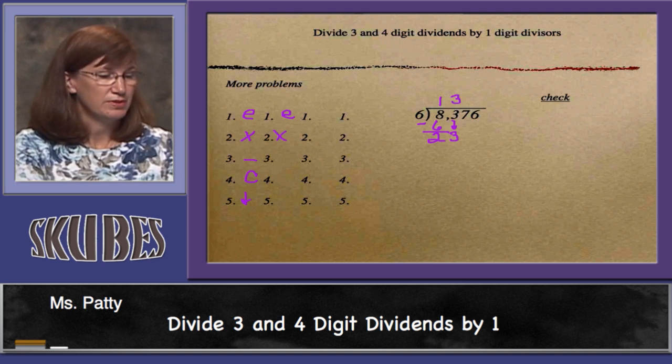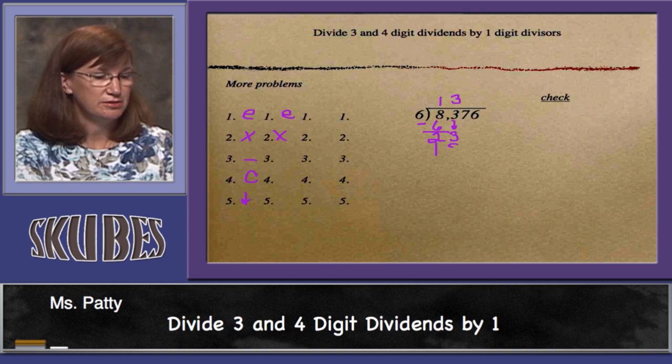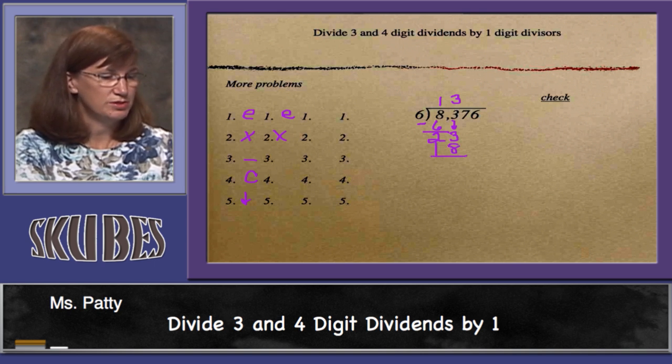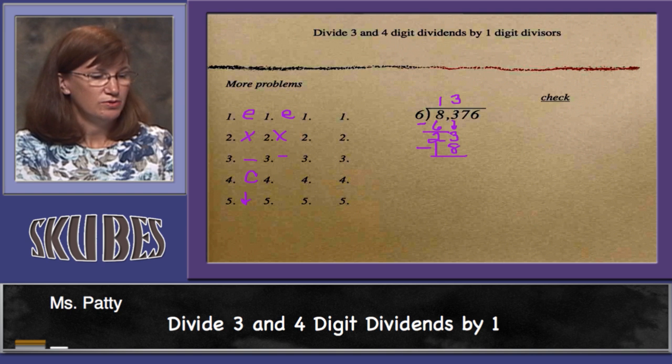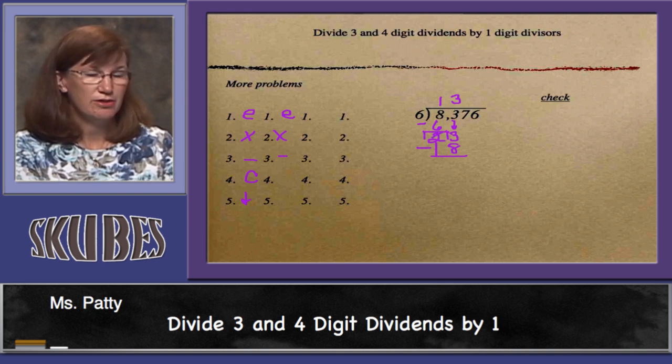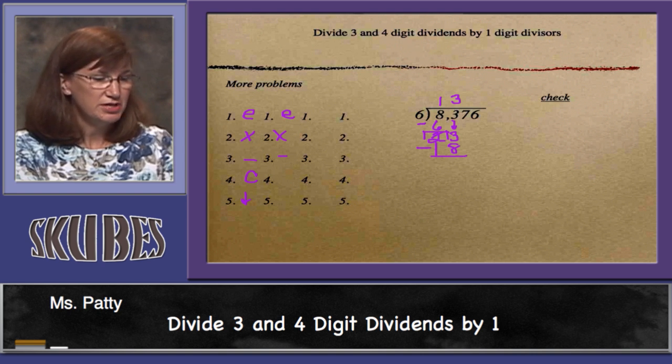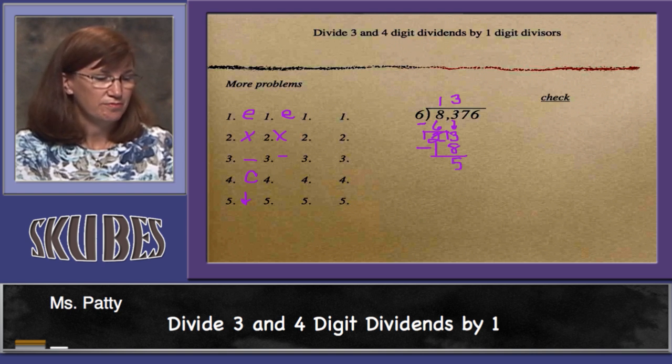Now let's multiply. 3 times 6 is 18. Now we'll subtract. We can't subtract 8 from 3, but we can borrow and make that 3 into a 13. 13 minus 8 is 5. Let's compare. 5 is smaller than 6, so we're good.